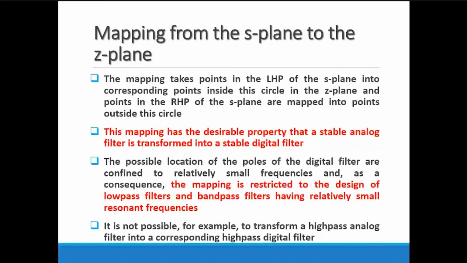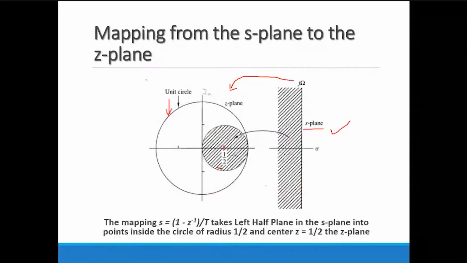Here only the left half plane points are shown to you. If you map the right half plane, what happens? Whatever values you get will give you points outside this unit circle. And whatever left half plane points there are, they are mapped inside the unit circle.